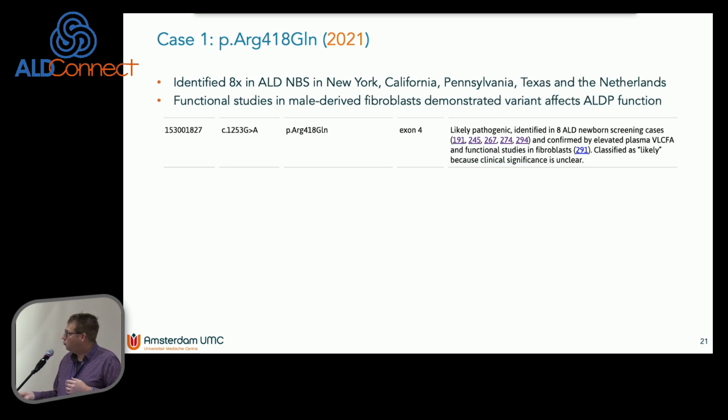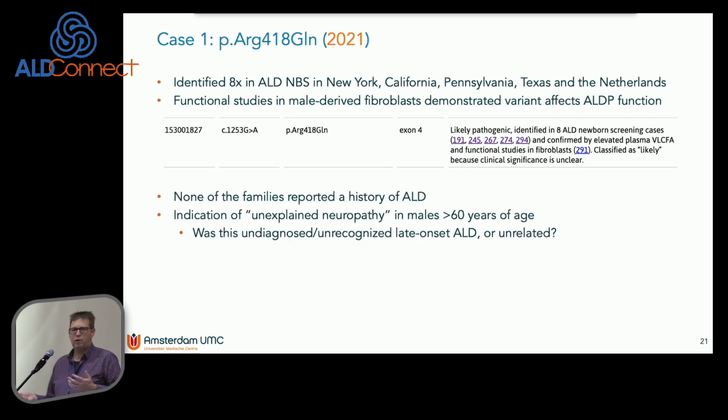In 2020, it was reported once. In 2021, it was reported in New York State, in California, Pennsylvania, Texas, in the Netherlands. And then we did the test with the fibroblasts. So then we moved it from a variant of uncertain significance to likely pathogenic. And this likely pathogenic is purely based on the fact that we have biochemistry. But none of these families had a history of ALD.